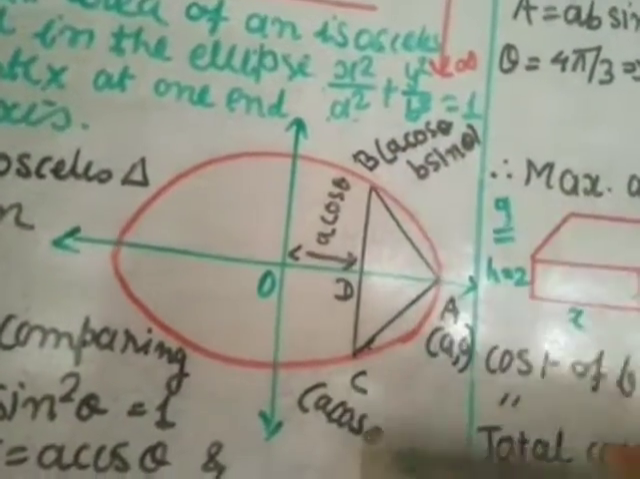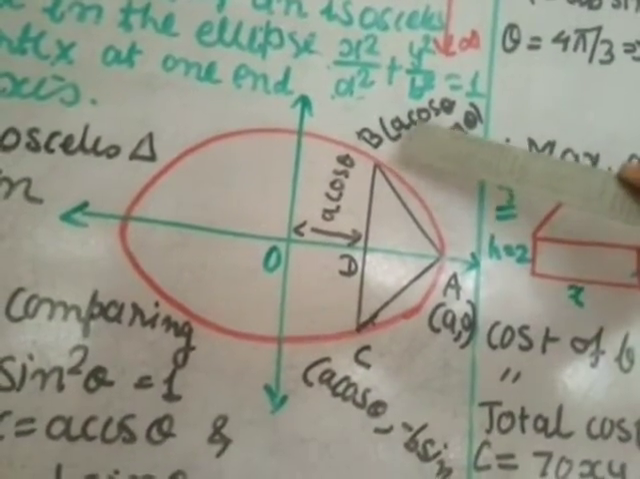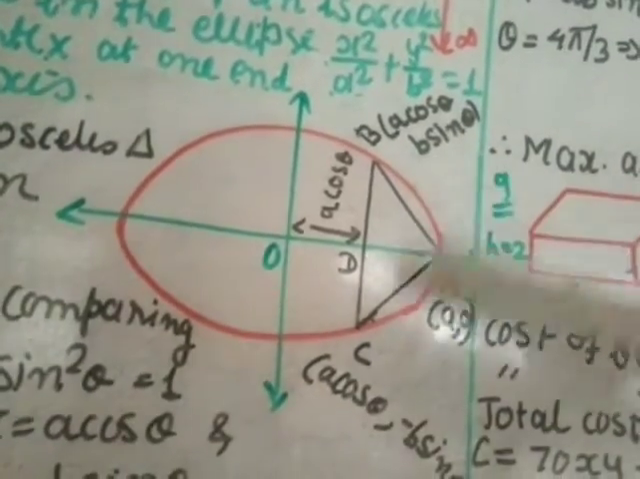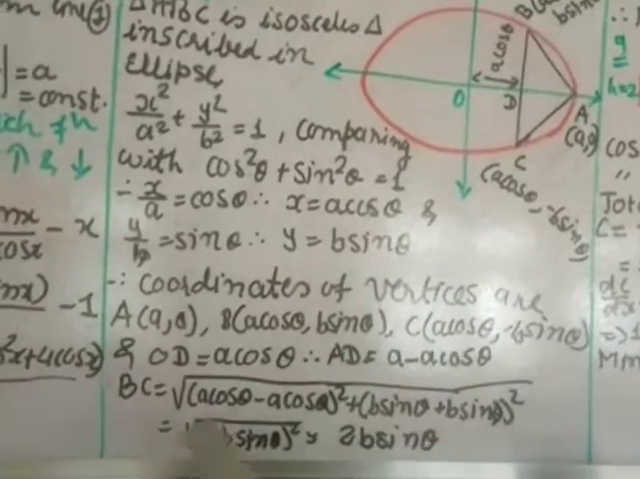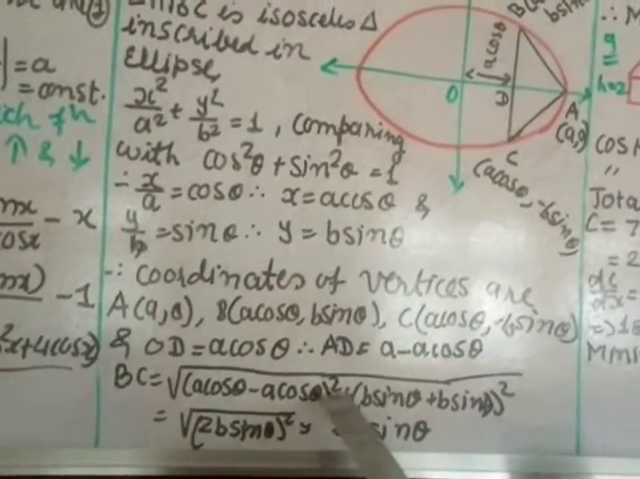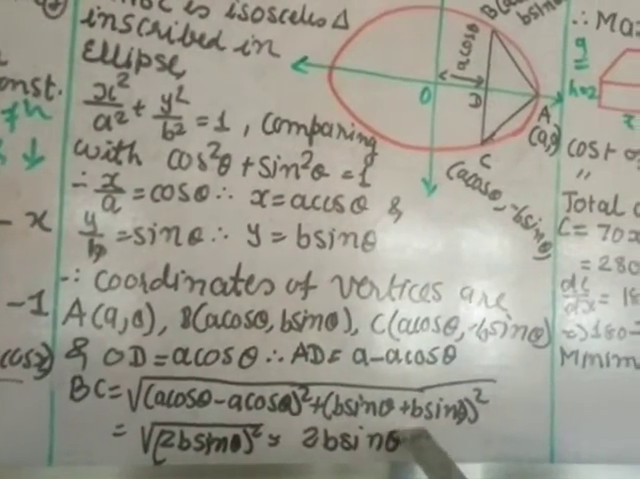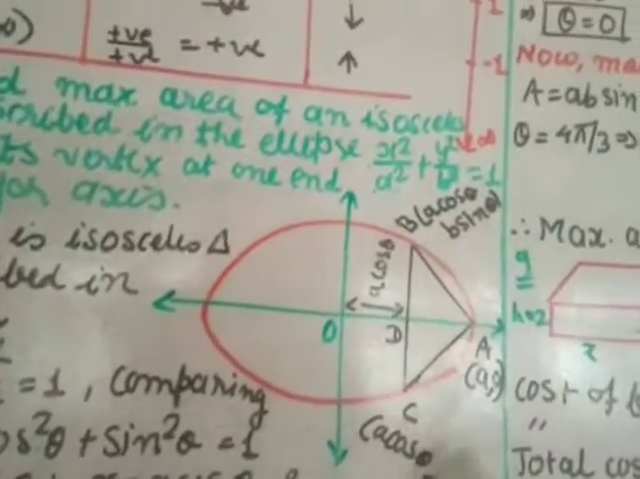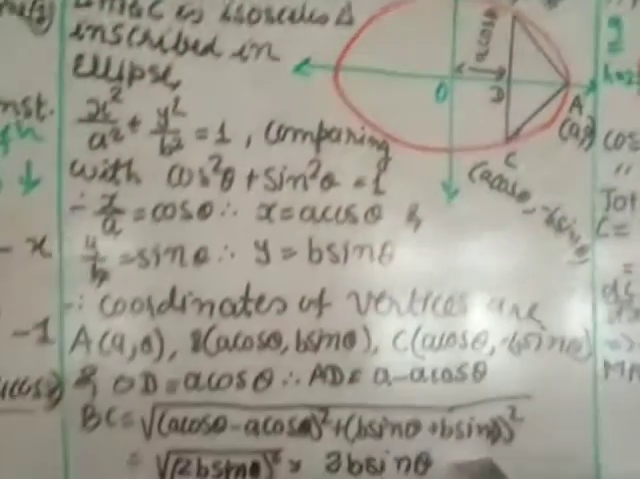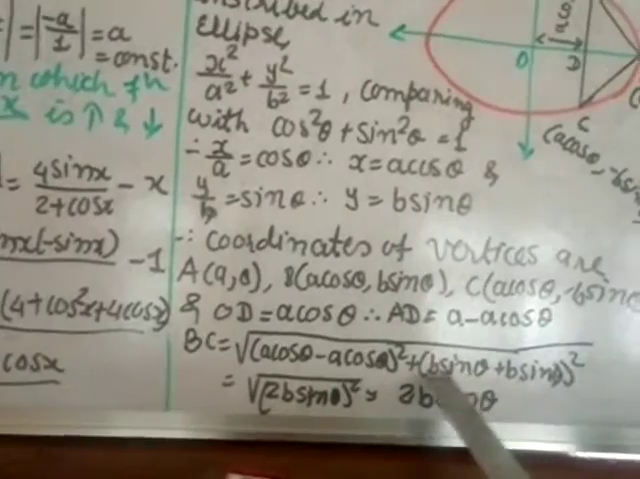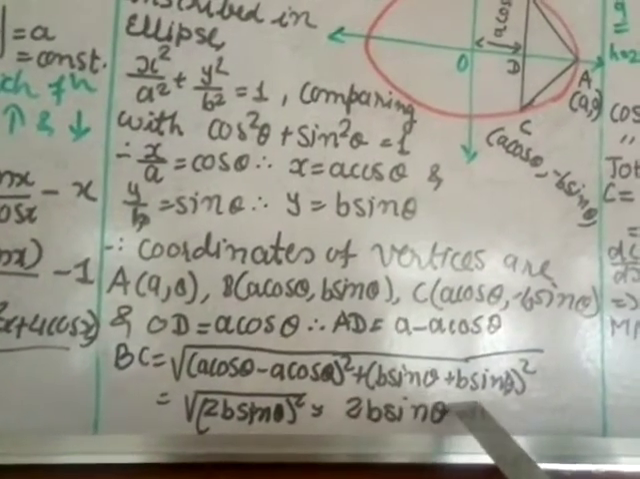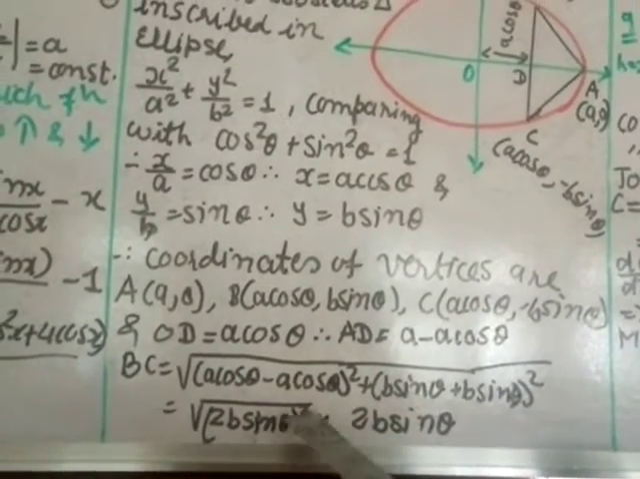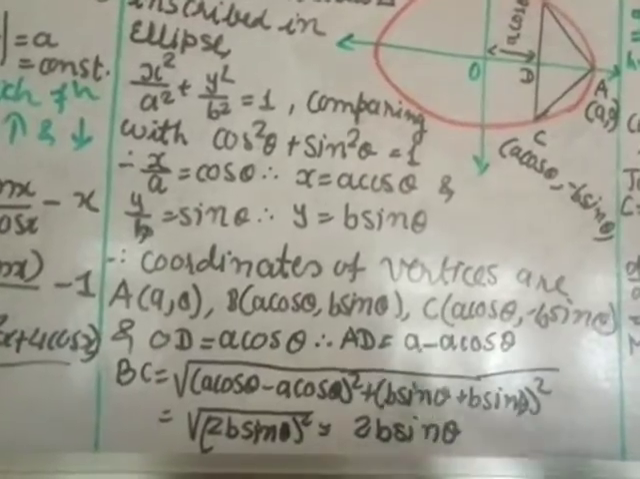Use the distance formula: x1 minus x2 whole square plus y1 minus y2 whole square, whole power 1 by 2. So BC is equal to square root of a cos theta minus a cos theta whole square plus b sin theta minus minus b sin theta whole square. This becomes positive, and this will cancel, so 0. b sin theta plus b sin theta becomes twice, so 2b sin theta whole square, square cut, you get 2b sin theta.